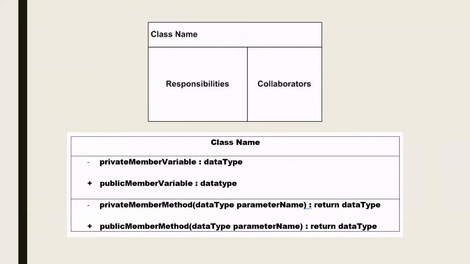The benefit that a CRC card has, though, is the collaborator section. The collaborator section is going to be telling us the classes that our main class relies on in order to complete all of its responsibilities. And seeing what classes our class relies on helps give you a bigger picture of how that class fits in the grand scheme of things.